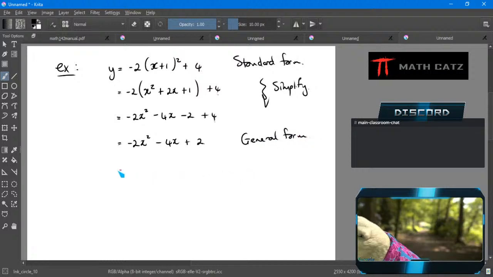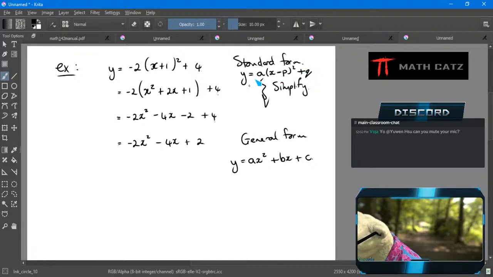General form has the general form ax squared plus bx plus c. The a is still the same as the standard form's a, so there is something carried forward, but the b and the c are combinations of p and q and a in the simplification process.